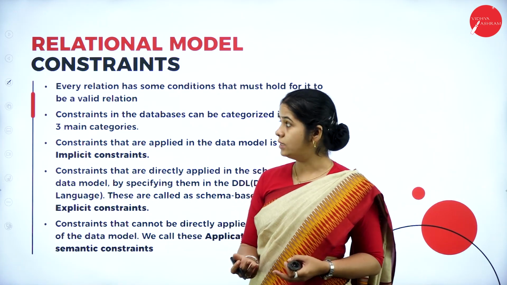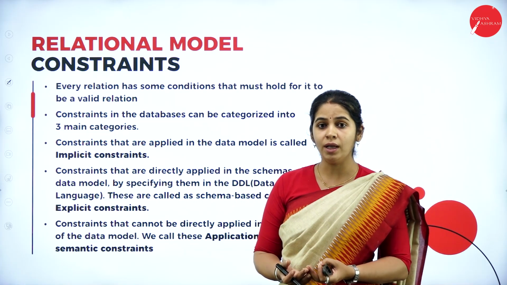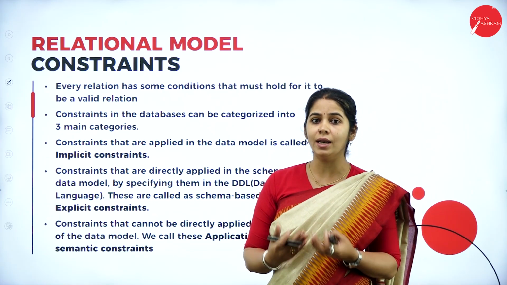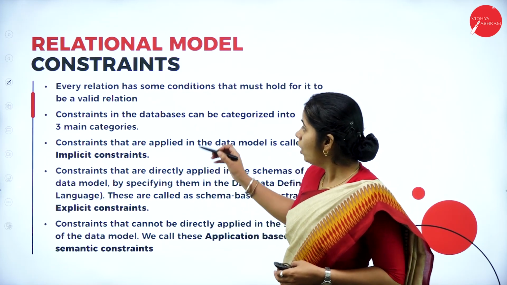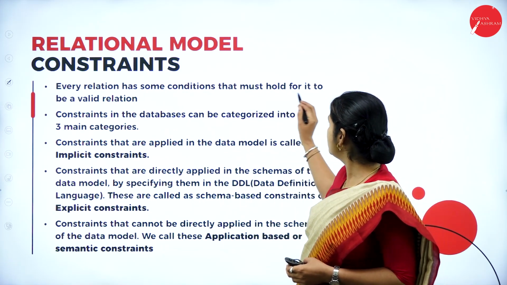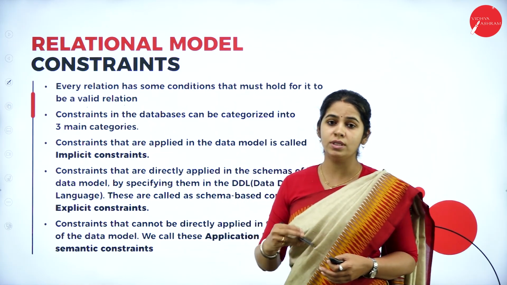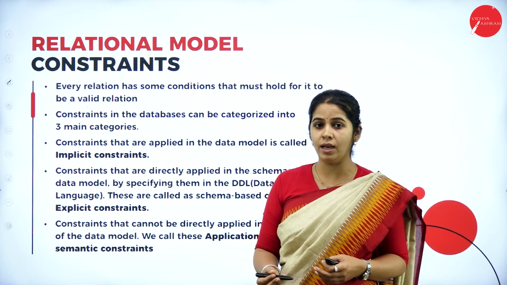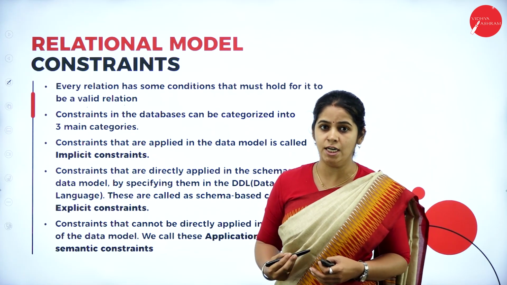Relational model constraints: what are all the constraints, or the set of rules, we have to follow to form the table or the relationship, are called relational model constraints. Every relation has some conditions that must hold for it to be a valid relation. To say any relation is valid, it should follow some set of rules, some set of conditions.